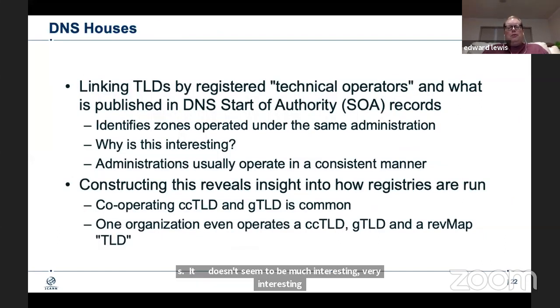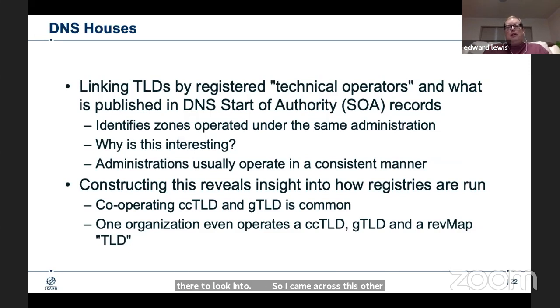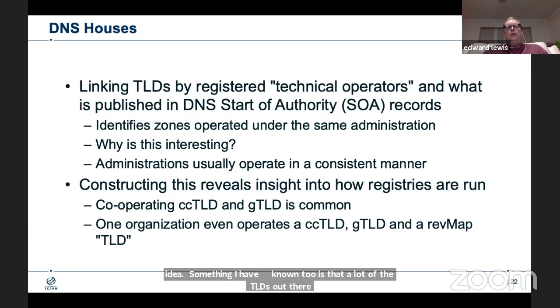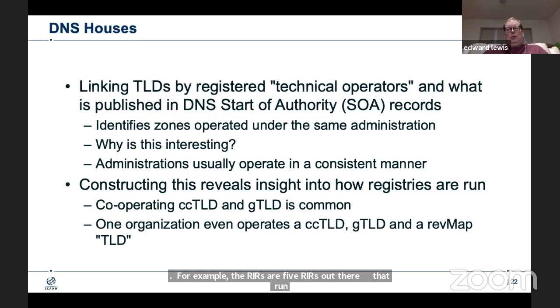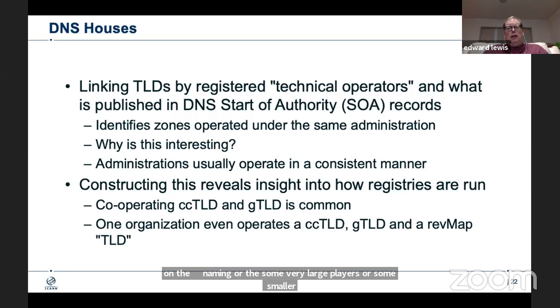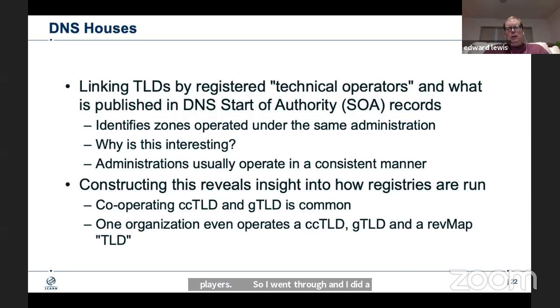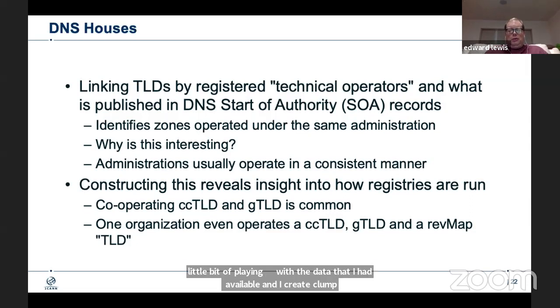So I came across this other idea. Something I've known too is that a lot of the TLDs out there, we have about 1,500 TLDs that are in the name side and about 200 or 300 on the reverse map side. But a lot of them are run by the same organization, and that's why I call it a DNS house. For example, the RIRs, there are 5 RIRs out there that run all of the 200 or so reverse maps. And on the naming here, there's some very large players and some smaller players. So I went through and I did a little bit of playing with the data that I had available, and I created clumps. And I looked at what was out there.